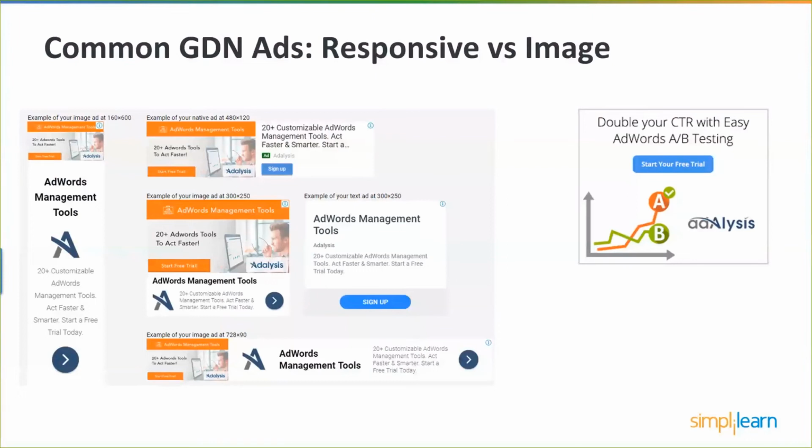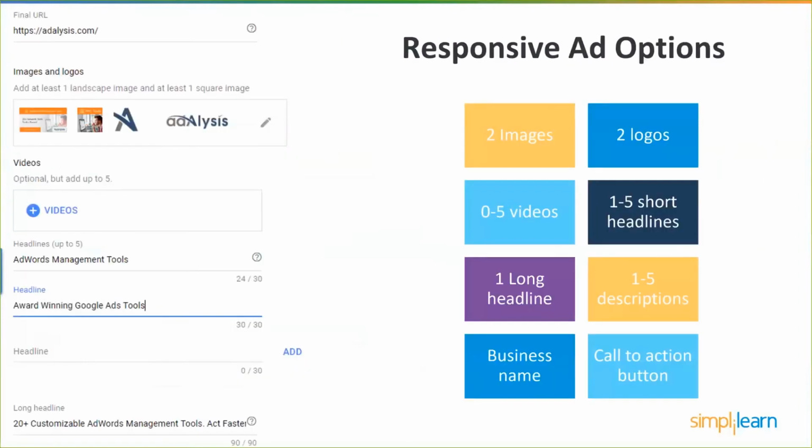We don't have a brand manager. We're a smaller company. We just want to get something going. Then use responsive. So we then, in our ad group, go to the ads tab. We click on create new ad. We choose a responsive option. And then we're going to see a way to set up the ads within Google Ads.